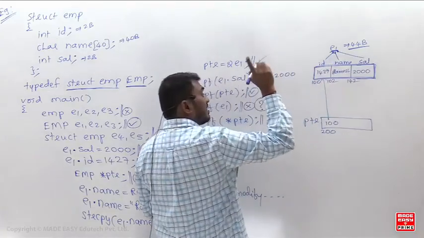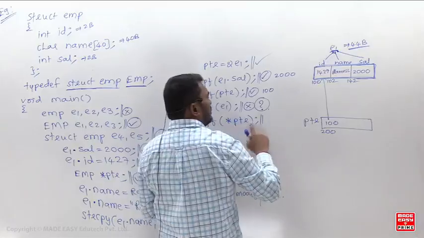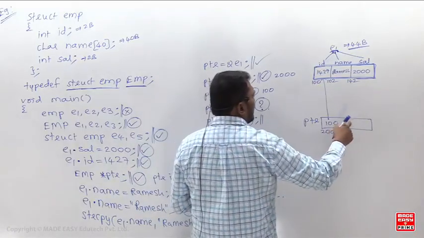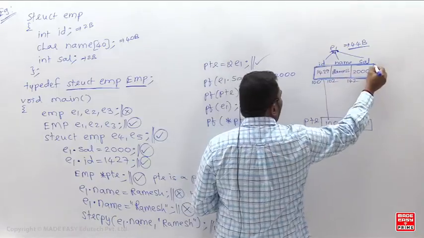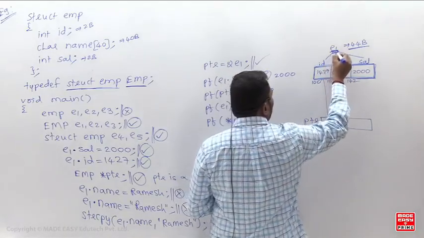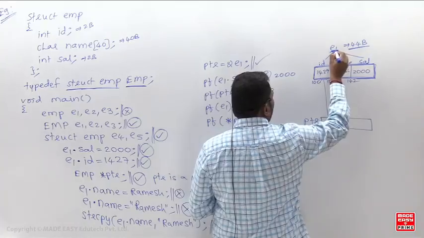Okay, don't think like an array. Array is different. This is a variable only. So star PTR, PTR means 100. Star PTR, value at the location 100 means, okay, you are having three things. At the 100, you are having three things. Star PTR means you are standing here.